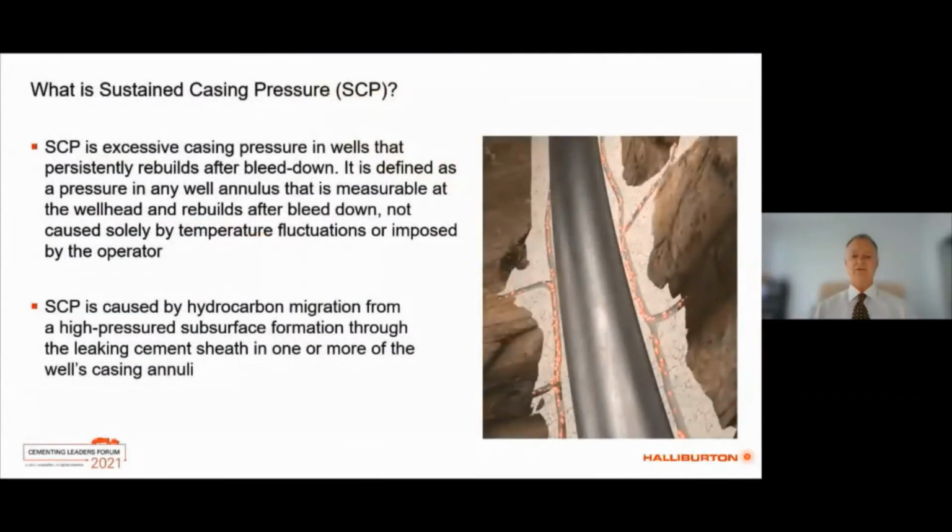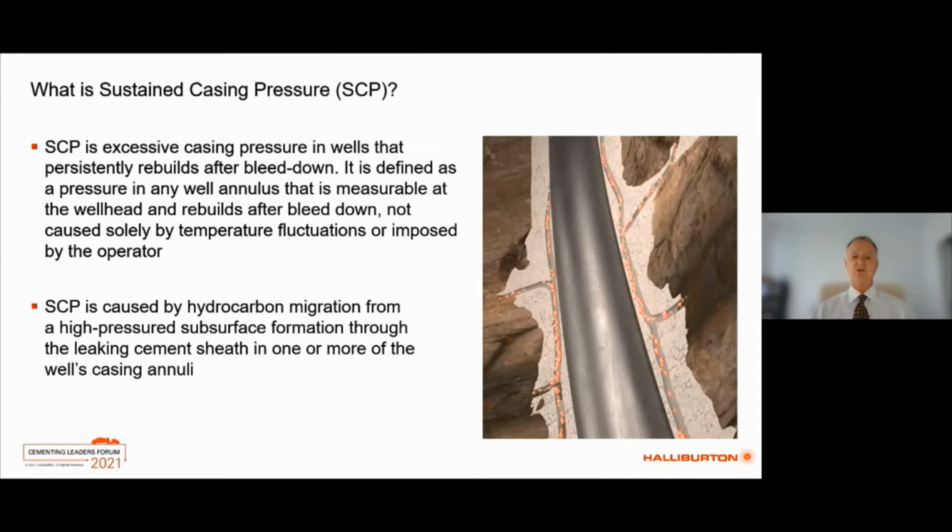So how does our industry define sustained casing pressure? Sustained casing pressure is excessive casing pressure in wells that persistently rebuilds after bleed down. It is defined as a pressure in any well annulus that is measurable at the wellhead and rebuilds after bleed down, not caused solely by temperature fluctuations or imposed by the operator.